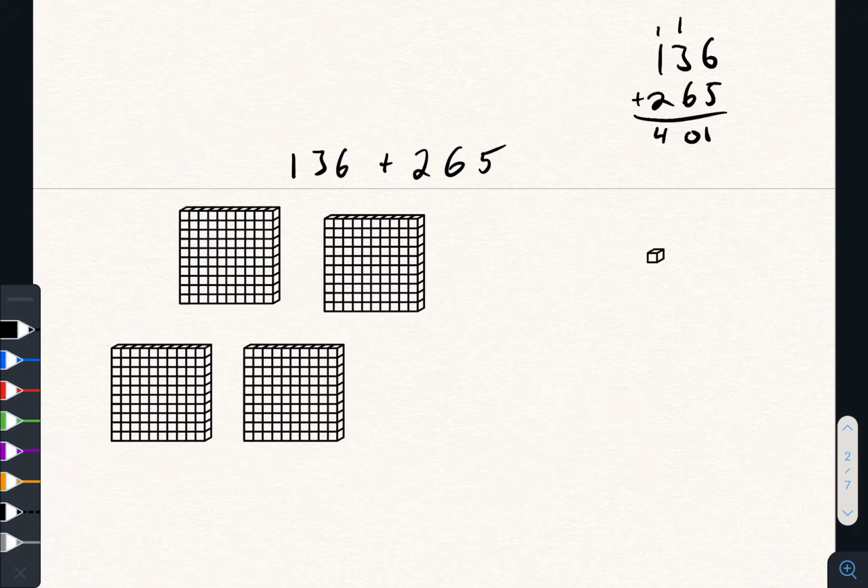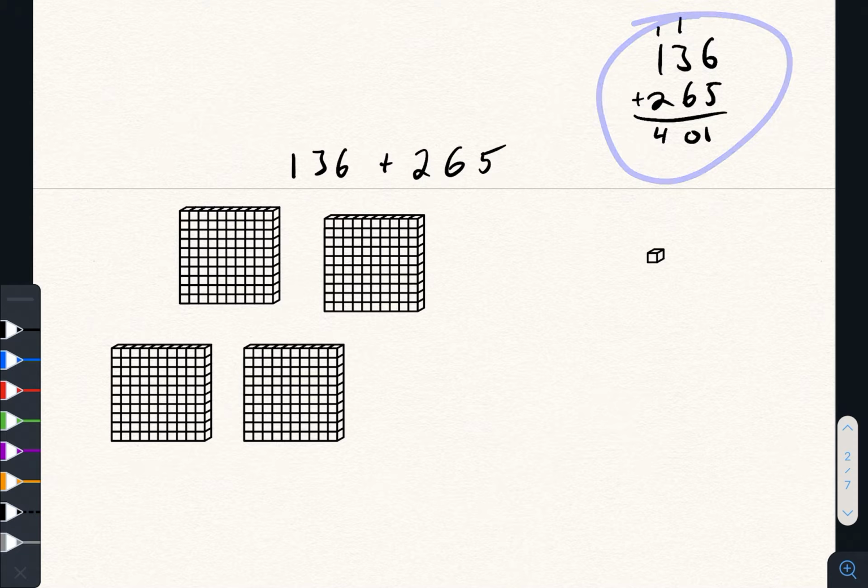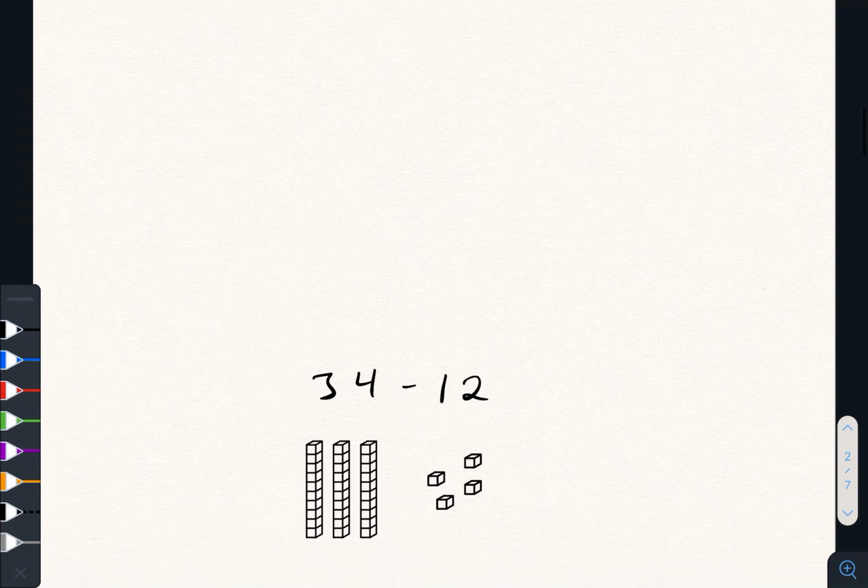And so now I have 100 plus 2 from the other number plus 1 from carrying it over, and so I have 401 total. Okay, and so that's sort of what's going on when we do that sort of algorithm.